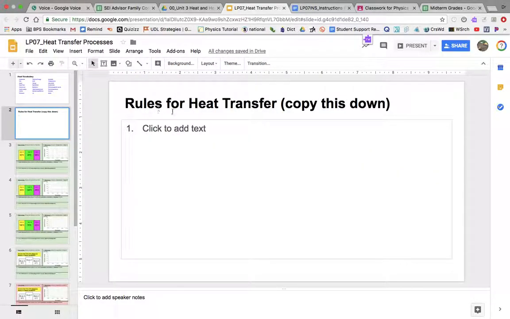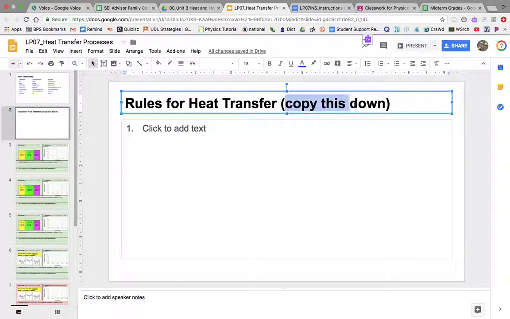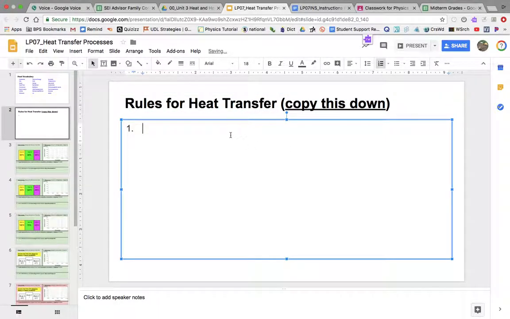And here are some rules for heat transfer, and I want you to copy this down. So copy this down. Copy this down. It's important. So some of the things that we want to know and remember is that heat flow and heat transfer mean the same thing.